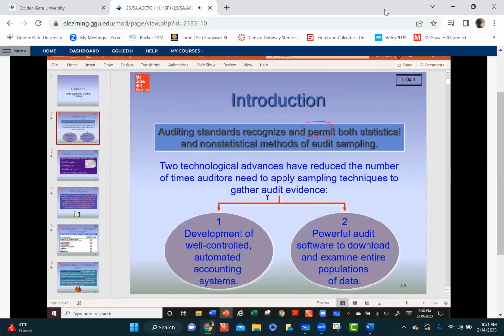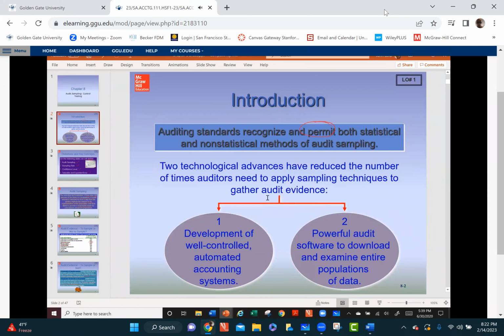Okay, so when we use sampling, it's important to understand that auditing standards permit both statistical and non-statistical sampling. In some of your questions in your homework, they always try to make you think that you must use statistical sampling. You can use statistical or non-statistical sampling. Sampling means that we are simply going to look at less than 100% of the items in a population of the transactions making up an account balance, whatever. And you can use either a statistical method or non-statistical method.